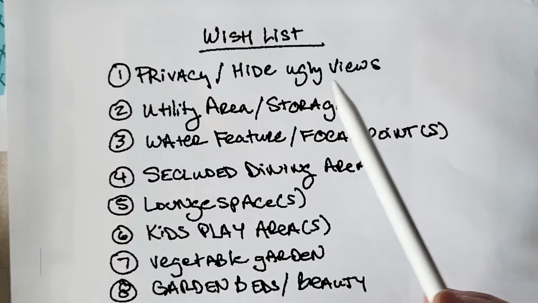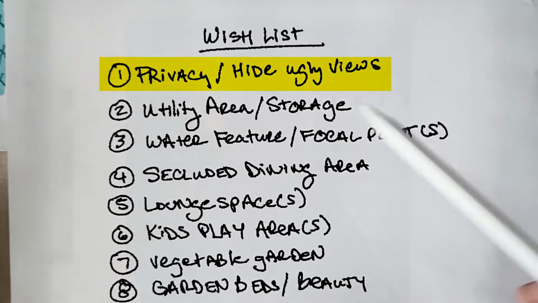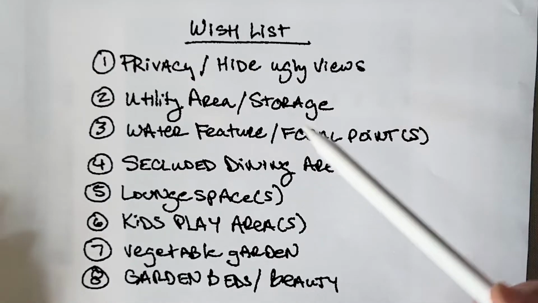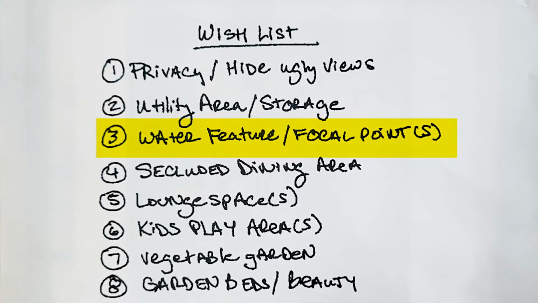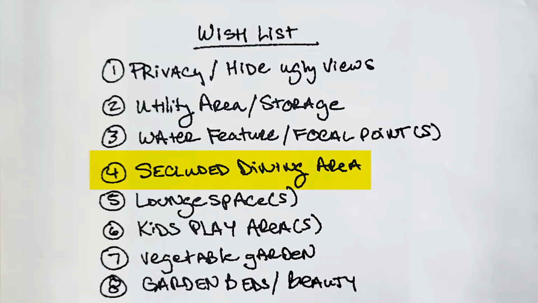After that, I go through and come up with a wish list, and from there, I'll take that wish list and make it into a number order of how important these things are. So first was privacy and hiding those ugly views. The second we came up with was the utility area or some kind of storage for outdoor items. Third was a water feature, really interested in a water feature focal point. The fourth was a dining area, kind of secluded, a nice area to eat outside.